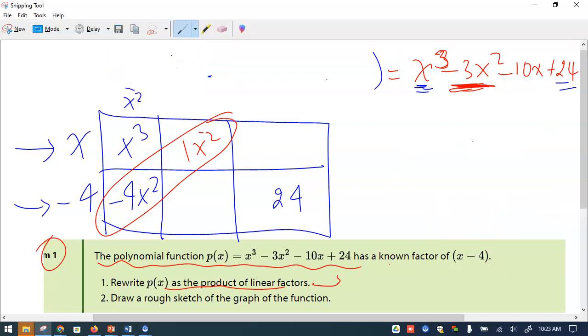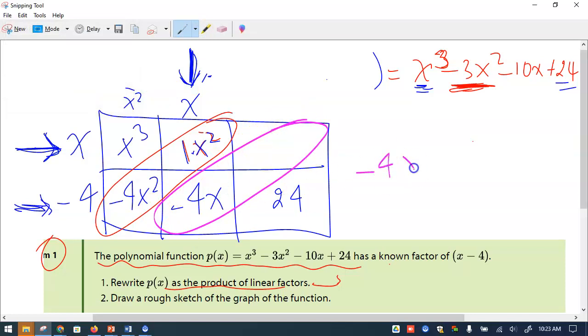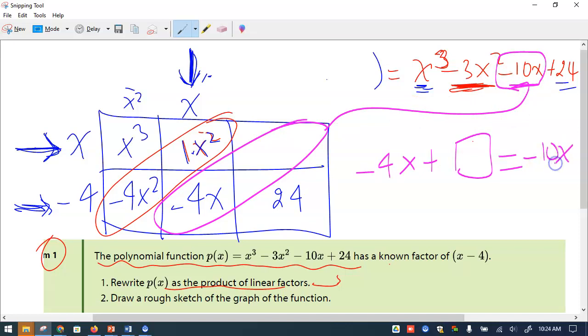The next step is you say, what multiplies x, x times what gives you this 1x squared? Clearly it has to be x here. Then that same x you multiply by the bottom minus 4, which becomes minus 4x. Next you use the diagonal. What should I add to minus 4x to get this minus 10x? Clearly, it has to be minus 6x, because that's the only way you can get minus 10x. So this becomes minus 6, correct?